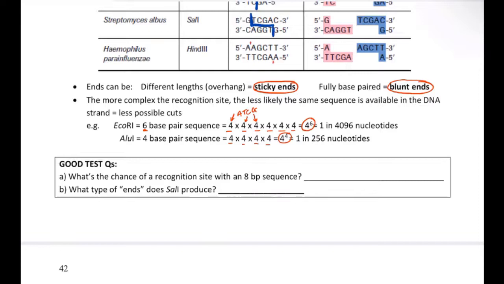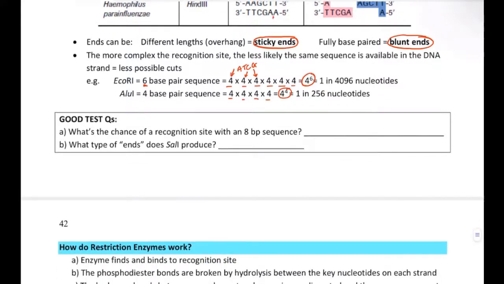So if you want to make lots of cuts, you choose a short palindrome because it'll cut more often. And if you want to make fewer cuts, you use a longer one, maybe a 6, a 7, or an 8 length one, because 8 would be even rarer. Okay. So what is the chance of the recognition site for 8 base pairs? Well, it's 1 in 4 to the 8, because there's 8 positions now. And that, I'm not going to ask you to do the math, I'll just do it for you. But that's 1 in 65,536. So very rare to have that exact sequence available in a DNA sequence.